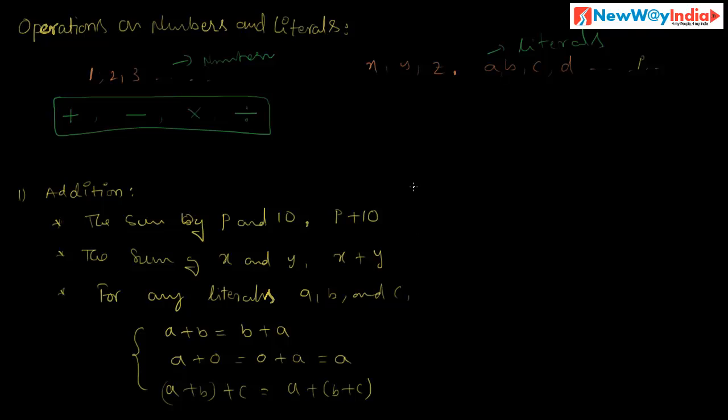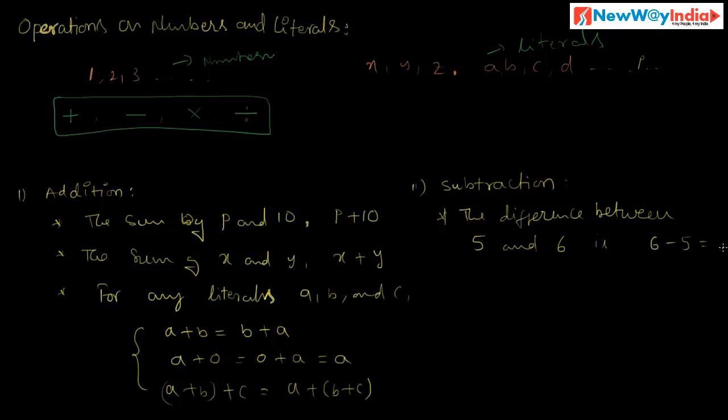Next, subtraction. The difference between 5 and 6, that is 6 minus 5, is equal to 1. This is the difference, that means subtraction on these two numerical values.